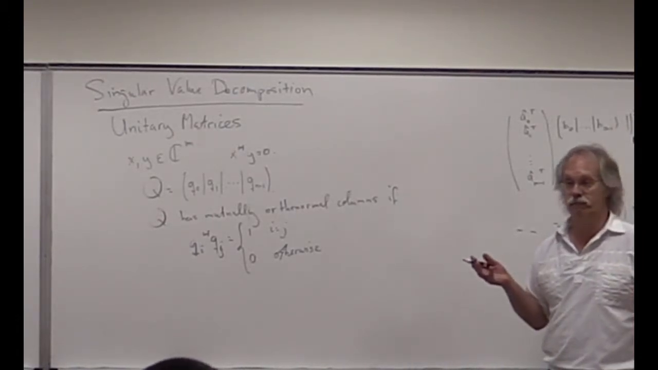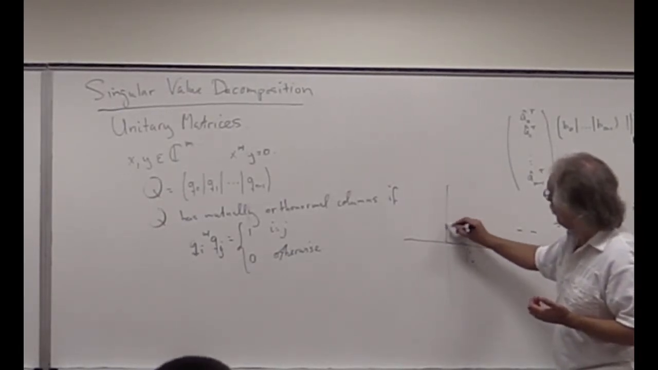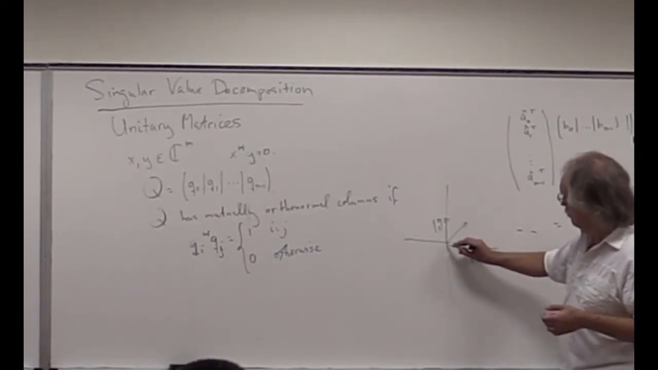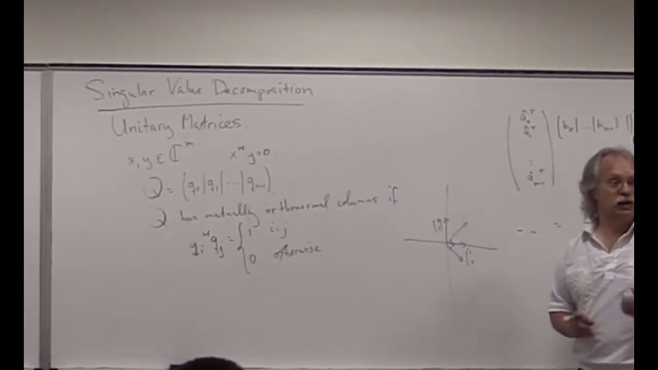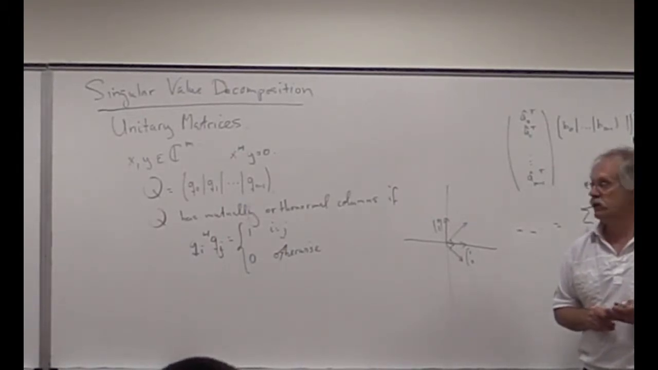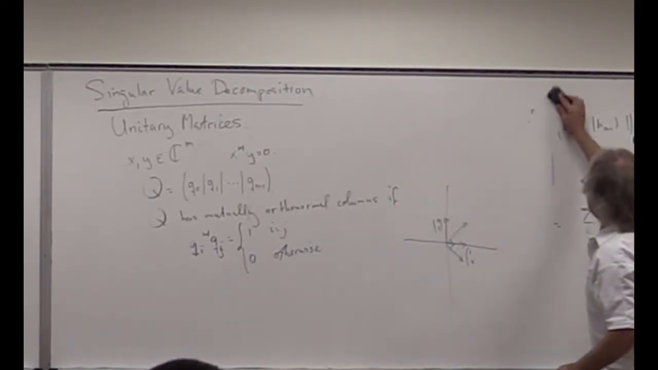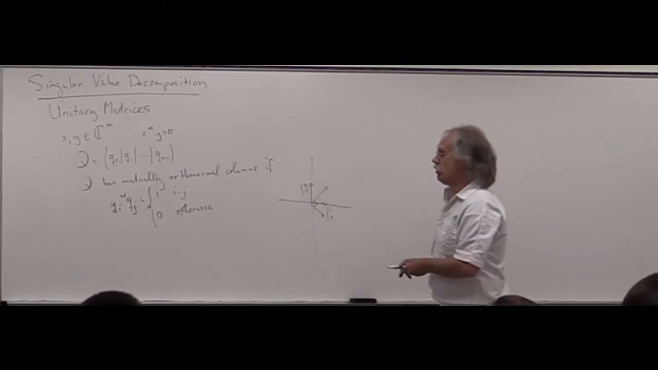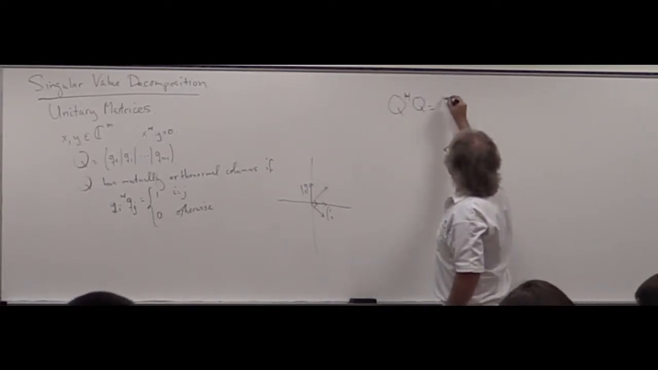Unit basis vectors, right? In 2D, you could take the vectors (1, 0) and (0, 1). But you could also take a vector of length 1, and another one that's perpendicular to it, and you would get a set of mutually orthogonal vectors. Now, a very convenient way of saying that the columns of Q are mutually orthonormal is to say that Q Hermitian Q is equal to the identity.